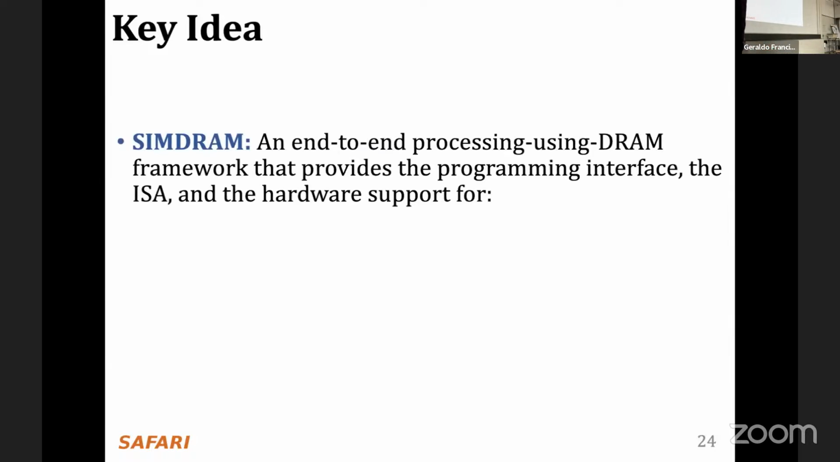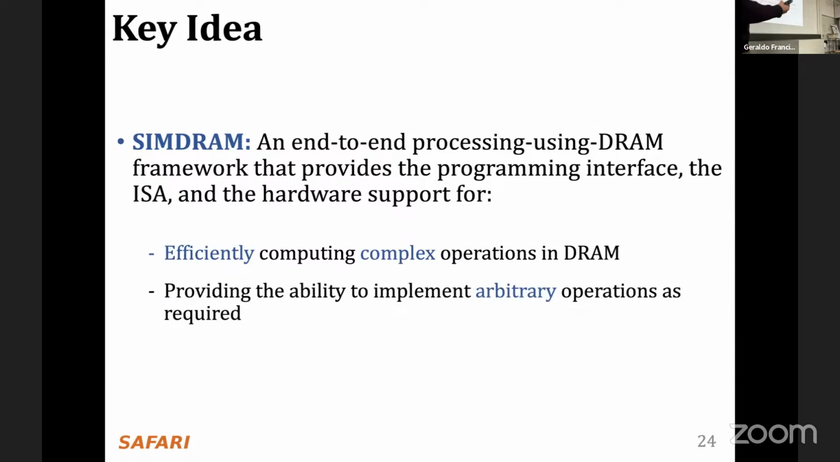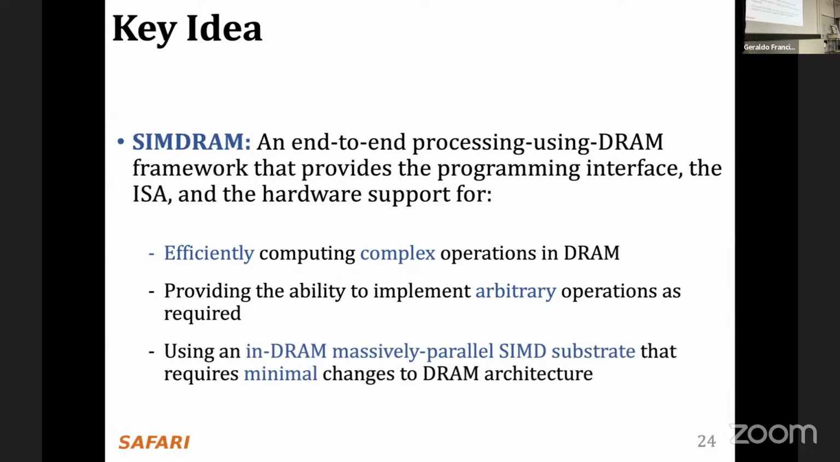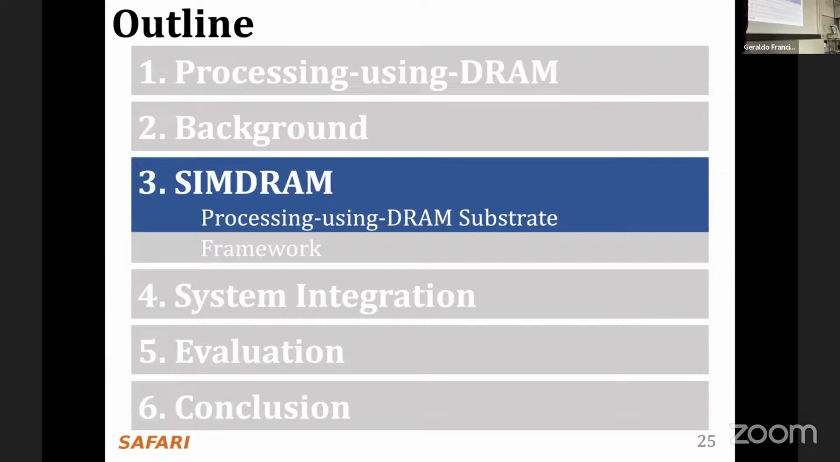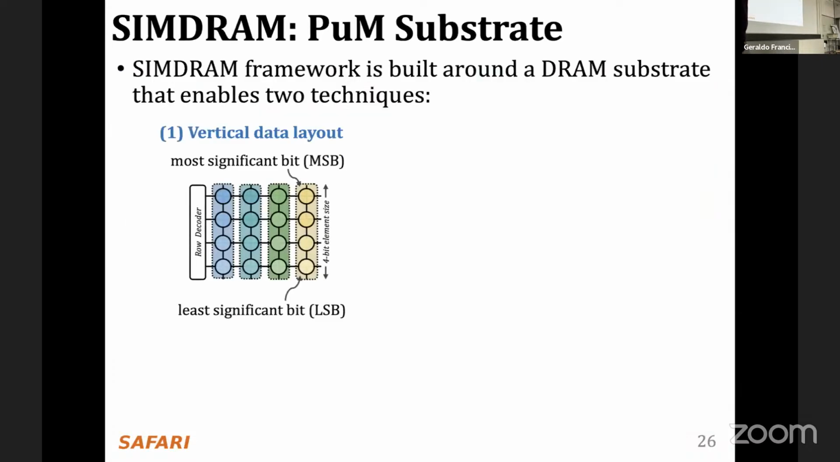The key idea of SimDRAM is to provide an end-to-end framework that gives support for processing-using-memory operations. Basically, SimDRAM is going to aim for those three goals that I mentioned before: efficiently implement complex operations in DRAM, allow the implementation of complex arbitrary operations as required, and at the same time transform the DRAM array into a massive SIMD substrate while minimally modifying the DRAM array organization. To do that, SimDRAM leverages two existing key ideas. The first one is the use of vertical data layout for operands, for bitwise operations.